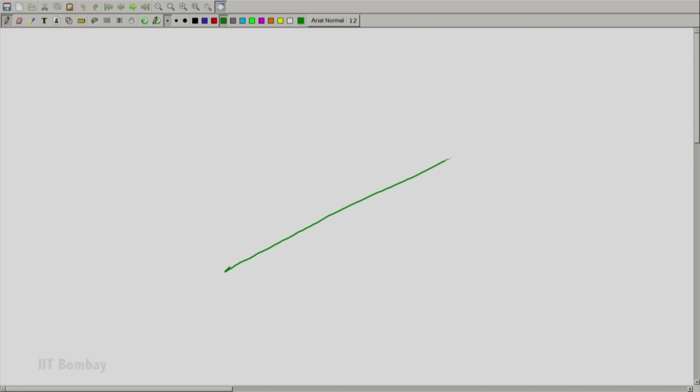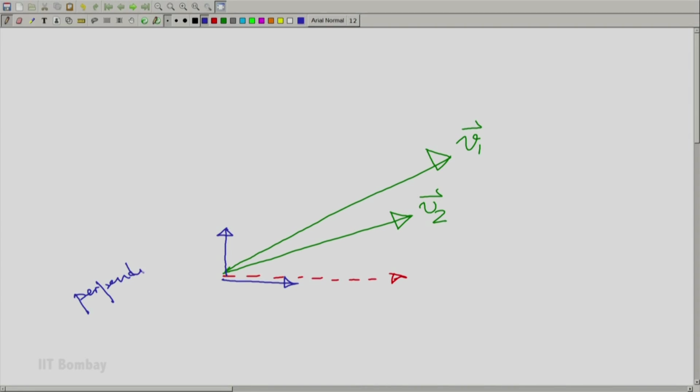I have two vectors, let me call them V1 and V2, and I express these in terms of their components. So, I associate with them their perpendicular components. I am assuming that these are the two perpendicular directions here. I will just show them in blue. These are the perpendicular unit vectors. Let me call them U1 and U2. It is customary to use a cap over the unit vector, and therefore, I have these components here.